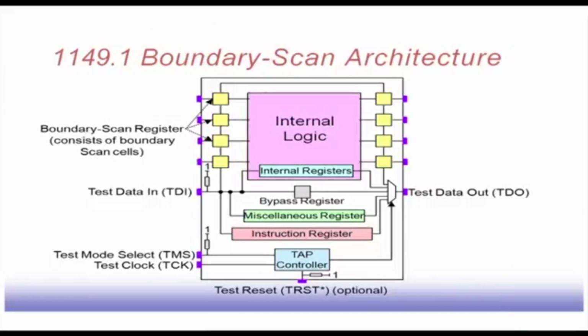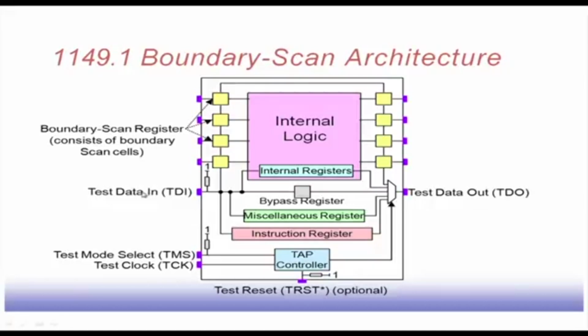So, how does it look like? So, say this is the internal logic that we have. Now, there may be scan chains inside. So, these are the internal registers. So, all of them are accessible, okay, from this thing. Now, so these are the boundary scan cells, and this whole thing constitutes the boundary scan register. So, all these boundary scan cells are put into a chain. So, that will constitute a boundary scan register.